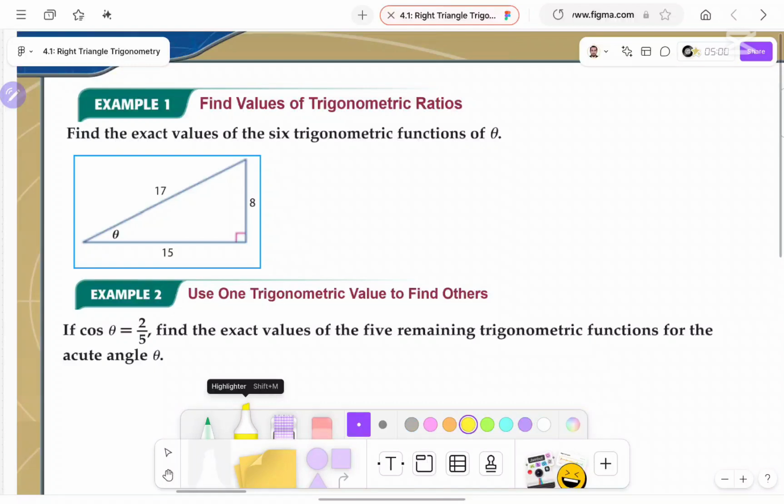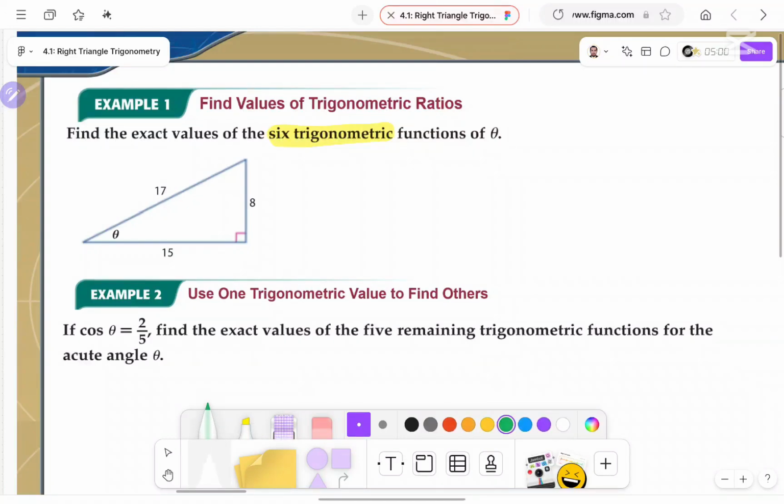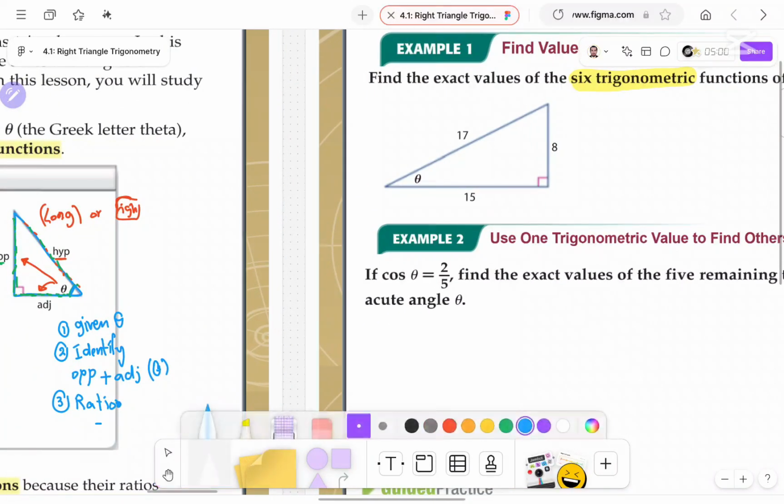First, let's read the question. The question says, find the exact value of the 6 trigonometric functions. So I have 6 trigonometric functions, which means I have to find sine, cosine, tangent, and cosecant, secant, and cotangent. Now how can I find them? As I told you before, start with the given theta. Which one of these in this question is the theta? This side. Now identify the opposite, adjacent, and the hypotenuse.